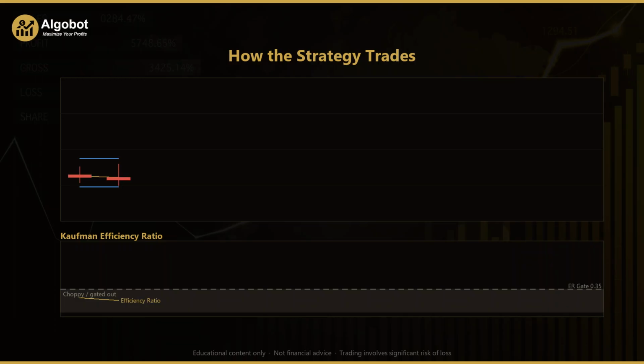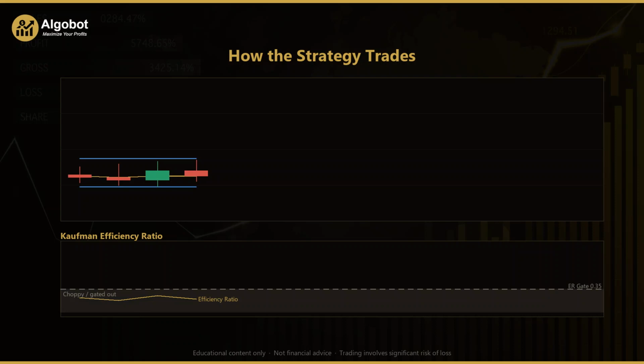Now let's bring it all together on this illustrative chart. Across the price area, you can see the breakout channel, the upper and lower bands tracing the recent highs and lows, with the exponential moving average threading through the middle as our trend baseline. Below the price is a subpanel showing the Kaufman Efficiency Ratio, our regime gate, with its threshold drawn as a dashed line at 0.35. Look at the first several candles on the left.